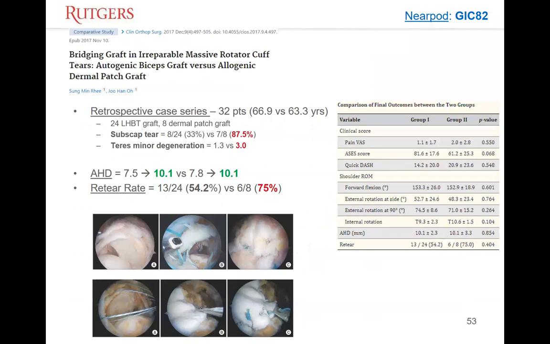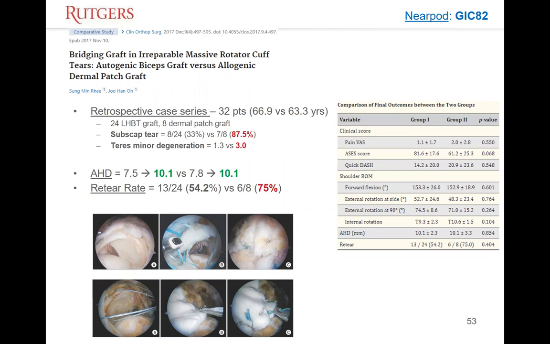A 2017 study from South Korea compared their series of irreparable cuff tears, which included 24 patients with a long head biceps augmentation and 8 patients with allogenic dermal patch graft. The dermal graft was only utilized when the long head biceps was already completely ruptured, and also because they were commercially available in sizes larger than 4 millimeters. When long head biceps was utilized, the tendon was tenotomized from its glenoid insertion and then incorporated into the repair.